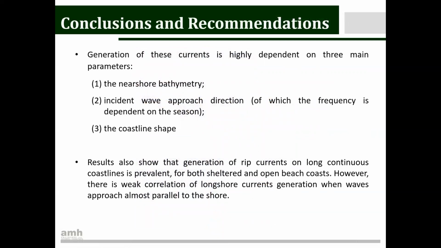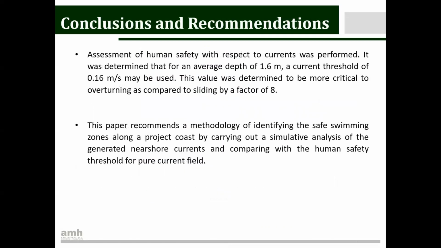In conclusion, it is found that the generation of these nearshore currents is highly dependent on 3 main parameters: the nearshore bathymetry, the incident wave approach direction, and the coastline shape. Also, results show that generation of rip currents on long continuous coastlines is prevalent for both sheltered and open beach coasts. Assessment of human safety with respect to nearshore currents was undertaken. It was determined that for an average depth of 1.6 meters, a current threshold of 0.16 meters per second may be used.